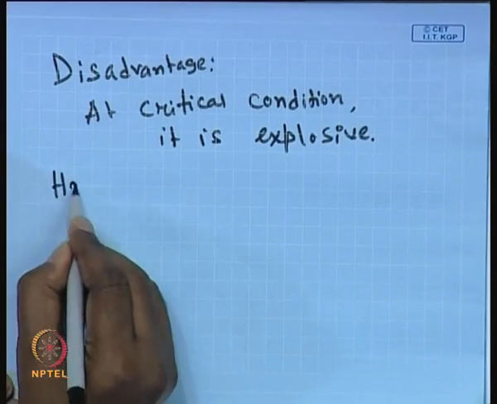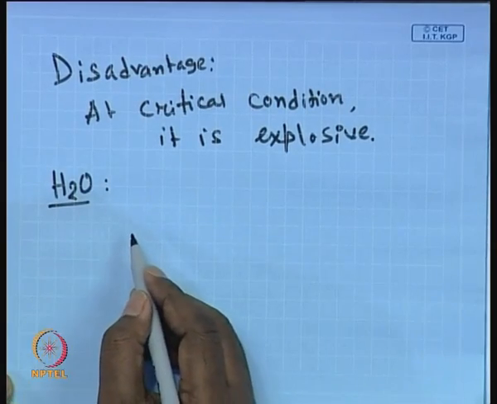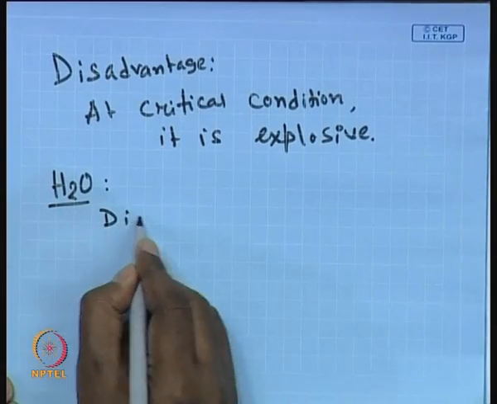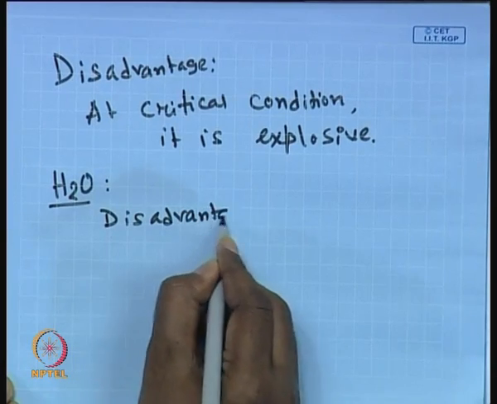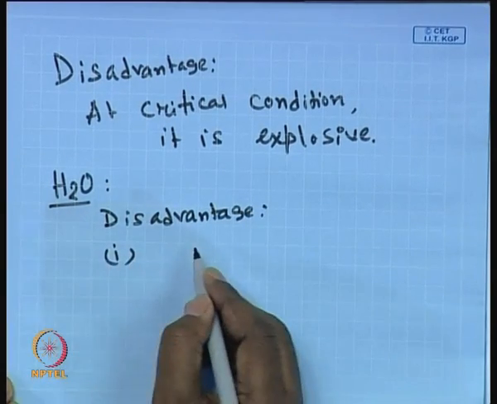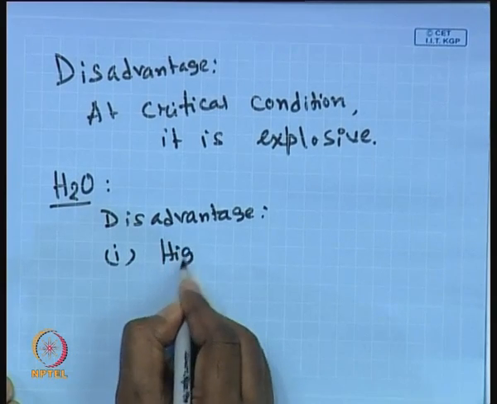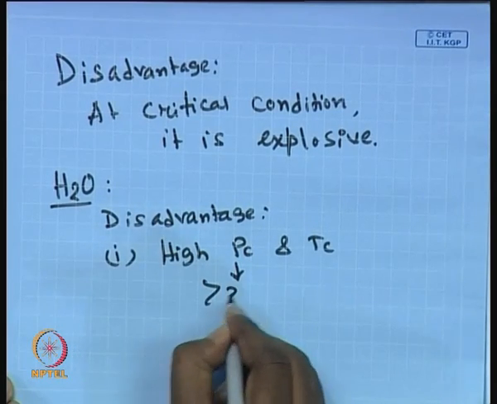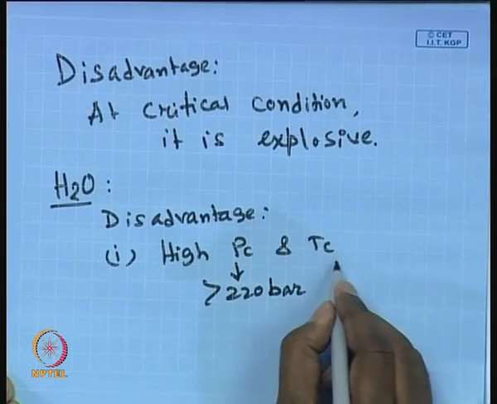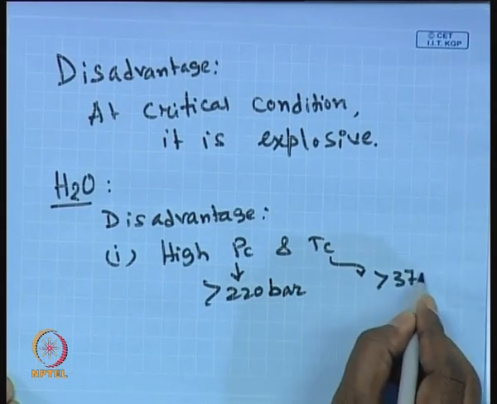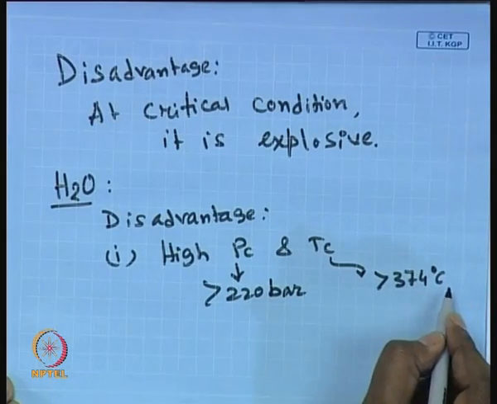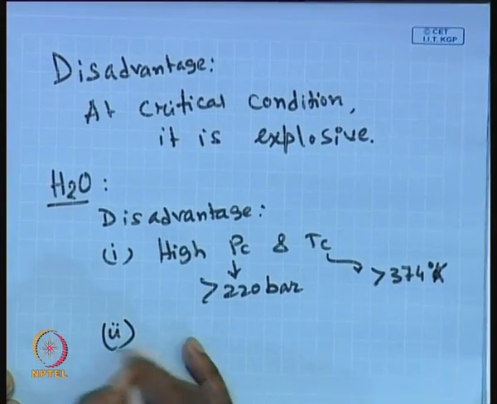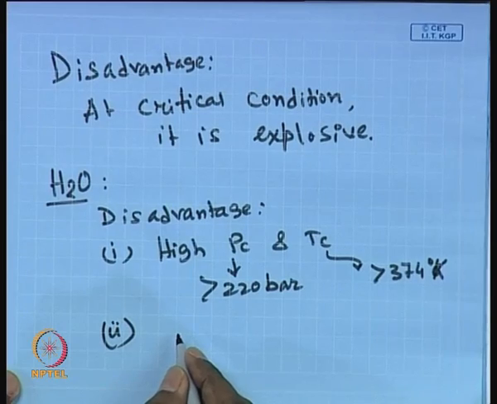The next material that we will be discussing is H2O, the water. The main disadvantage of using water as a supercritical fluid is that it has very high critical conditions, high critical pressure and temperature. Critical pressure is more than 220 bar, that means 220 atmosphere, and Tc is greater than 374 degrees Kelvin. Okay. Now, at these conditions the water becomes corrosive.